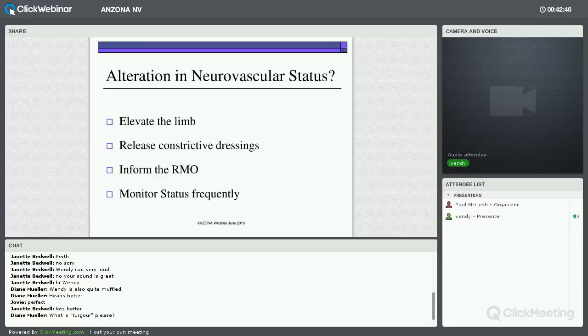Again, if you're suspecting anything, release any constrictive dressings or any plasters. Better that they're cut rather than having neurovascular status compromised. Inform your medical staff straight away, let them know, and start monitoring the status really quite frequently.